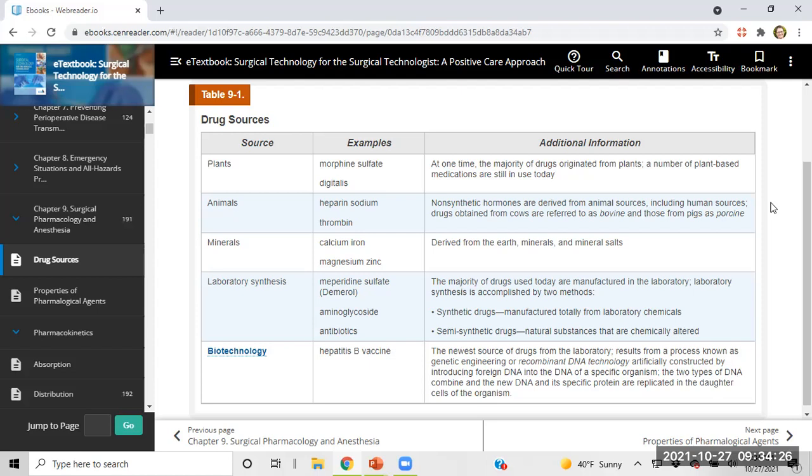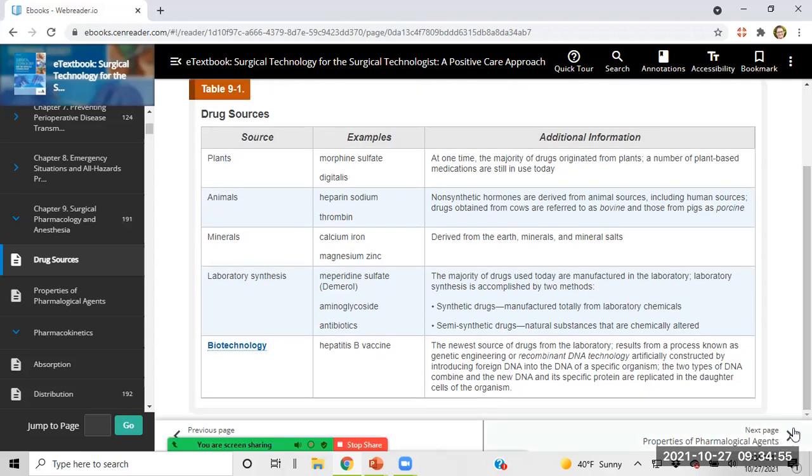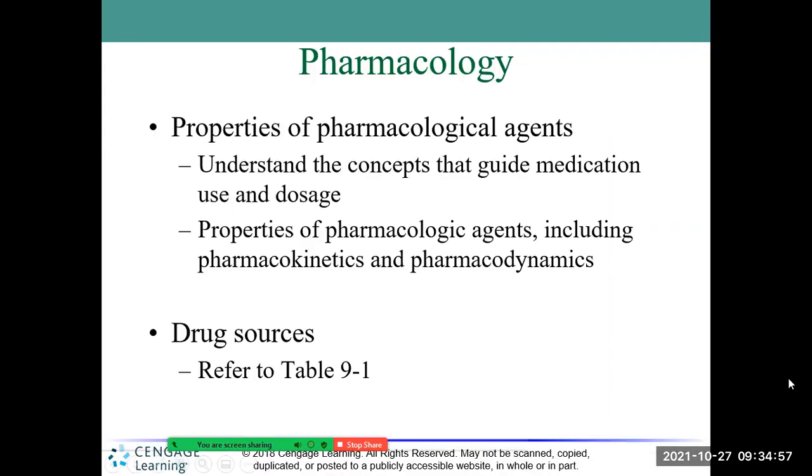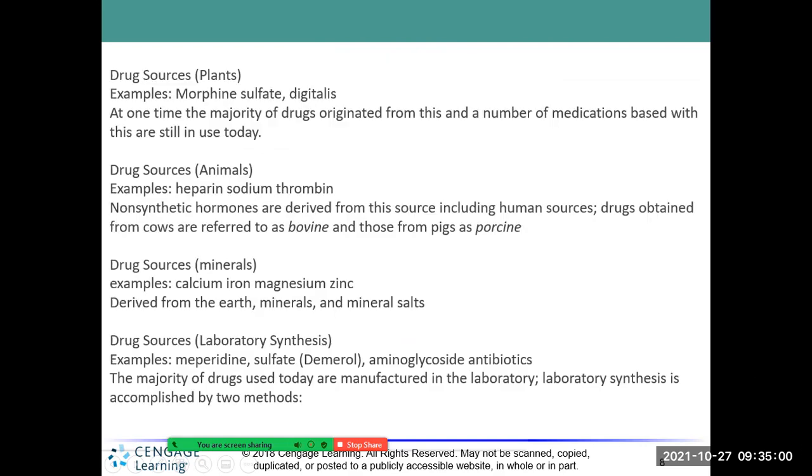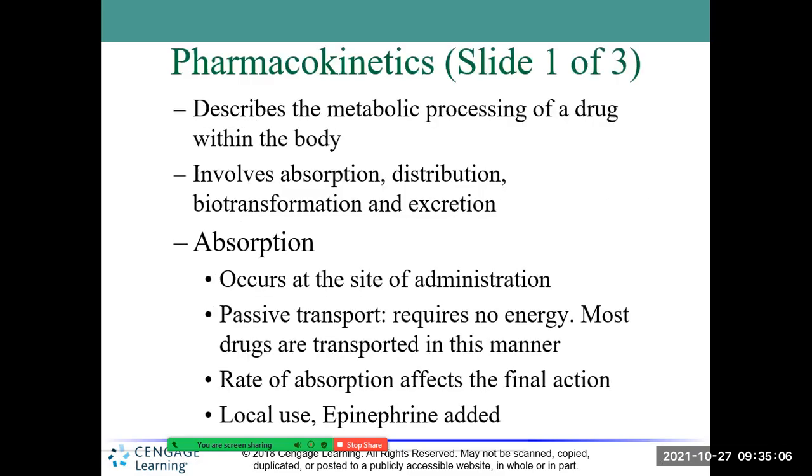And then there's biotechnology. This is from genetic engineering or recombinant DNA, where they introduce the foreign DNA into it, and then it allows them to find the vaccines that will inhibit specific pathogens. An example of that is the Hep B vaccine, or almost all vaccines in that manner. And here is more of that. Just go through that in your book, make sure that you're familiar with that.